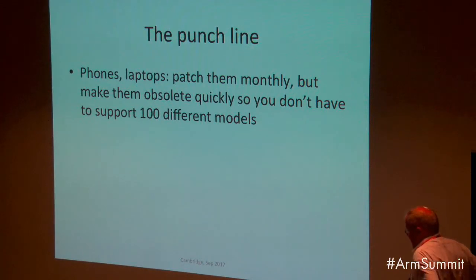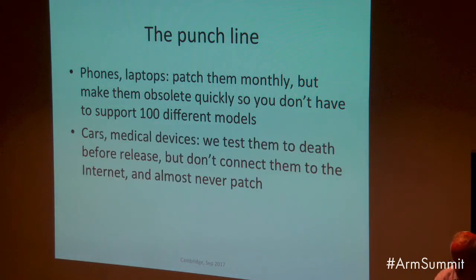Here's the punchline. We realized this after we had delivered the report, and last December we were sitting thinking about this at a meeting in Dagstuhl, and we said, well, what's the research takeaway from this? We realized this. With phones and laptops, you patch them monthly, but they become obsolete quickly because, you know, Android doesn't want to support 100 different models. That's one type of secure object we make, the frequently patched device that's almost a consumable. And the second type of device is cars and medical devices which you test to death before release, and you don't connect them to the internet and you almost never patch them.